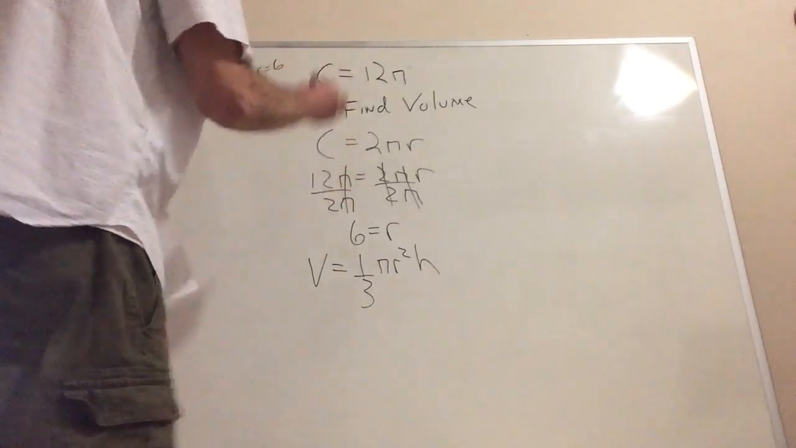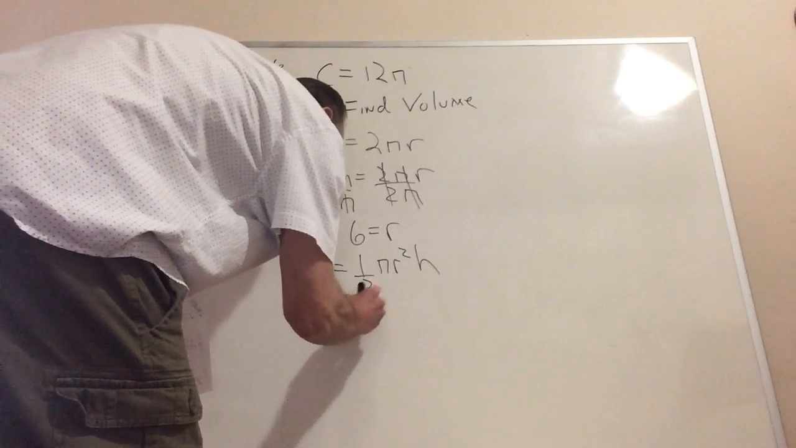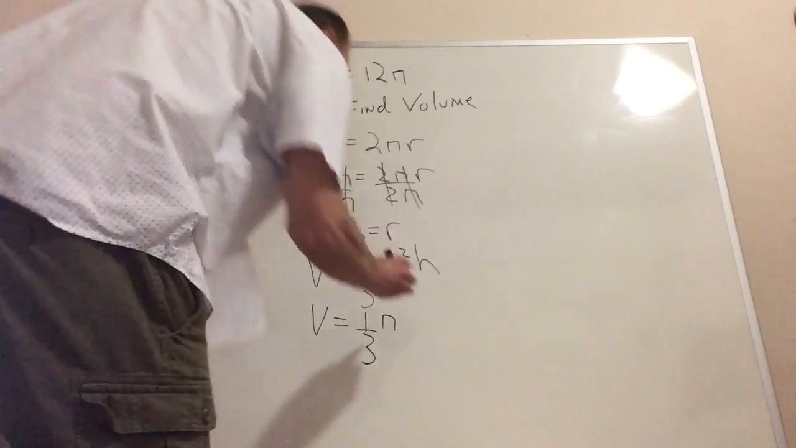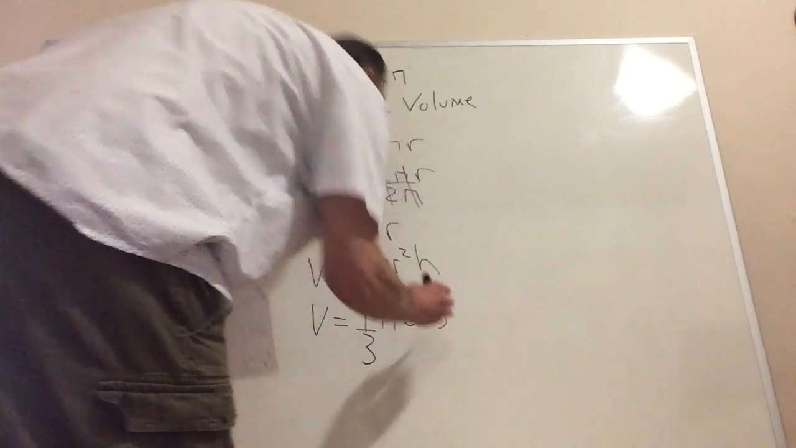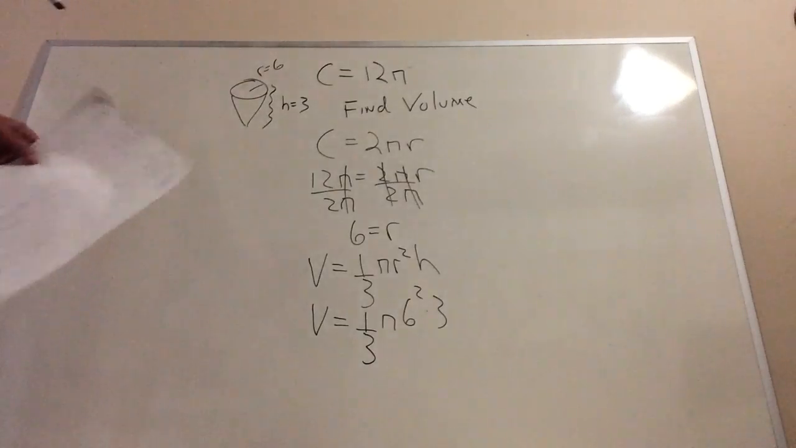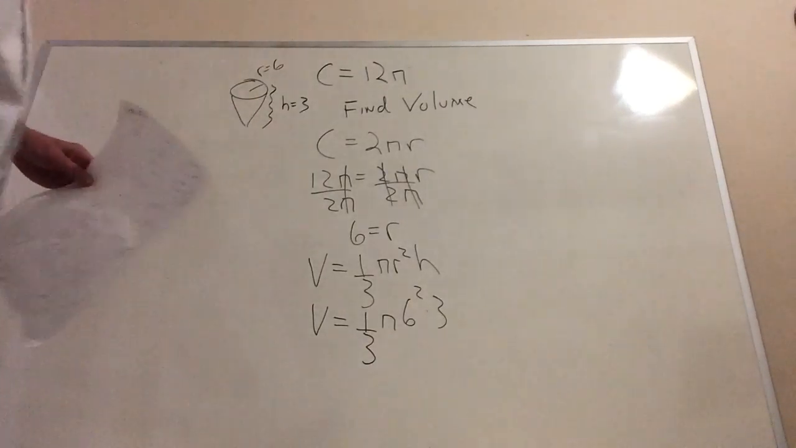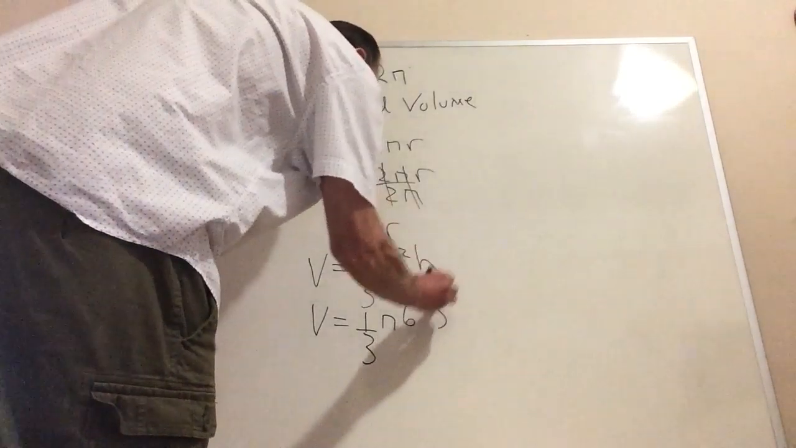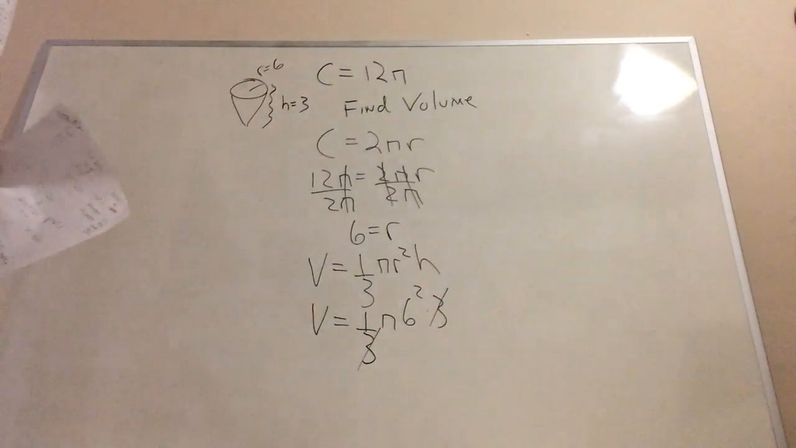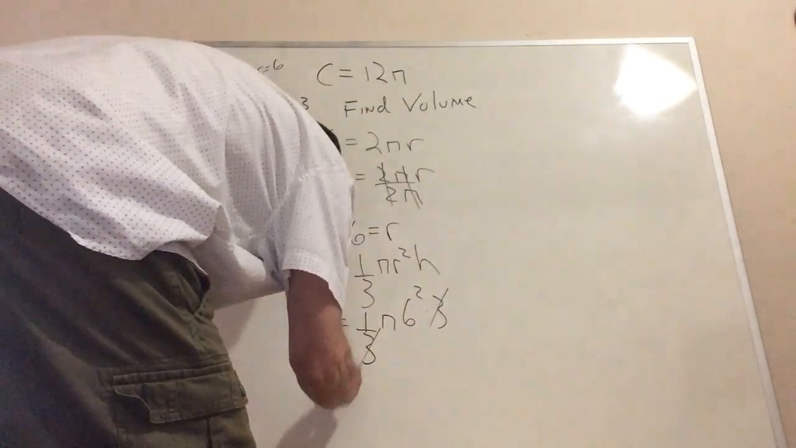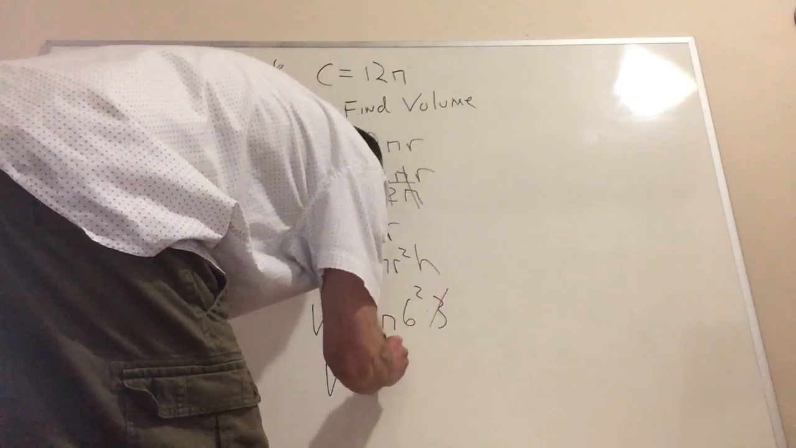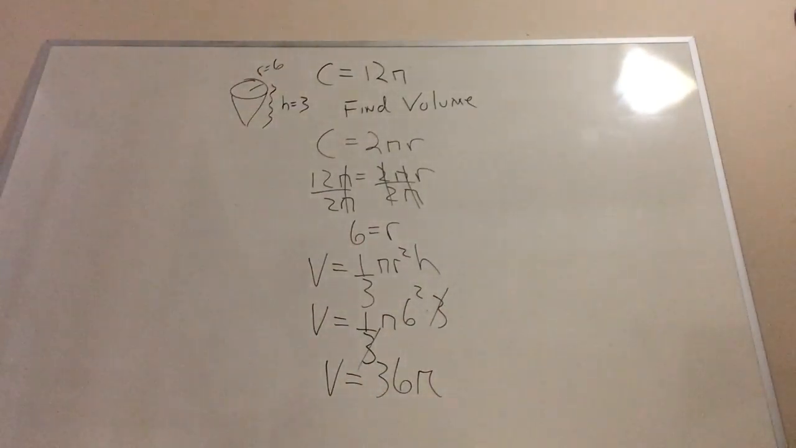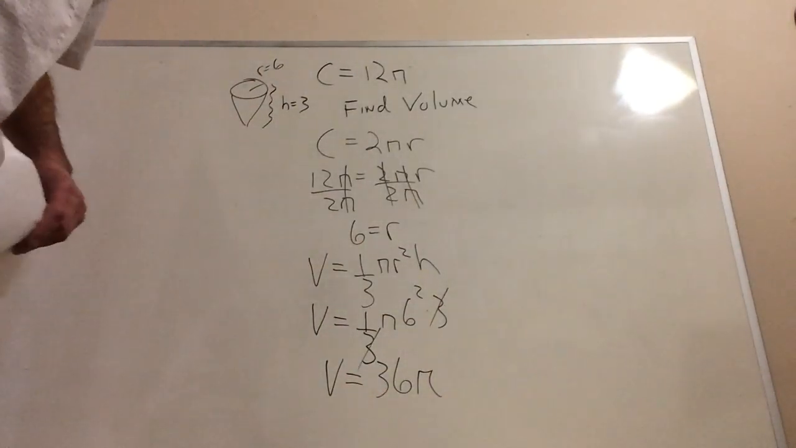Well, here we go again. It's just a plug-in problem now. V equals 1/3 pi r squared, which is 6 squared, times h. And again, you notice the numbers are set up this way because we care about the concepts. We're not really concerned that much about number crunching, and isn't that so sweet? The 3's cancel, and there we have the answer without any pain whatsoever. 6 squared being 36, another perfect square that we want to keep in mind, and the volume is 36 pi.